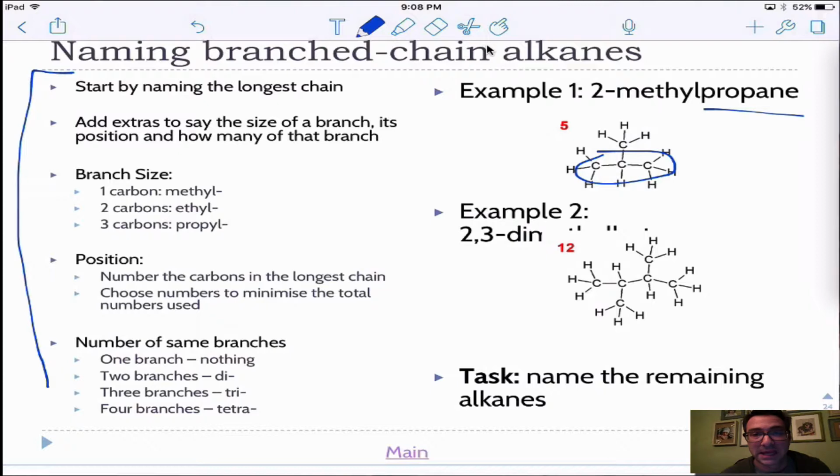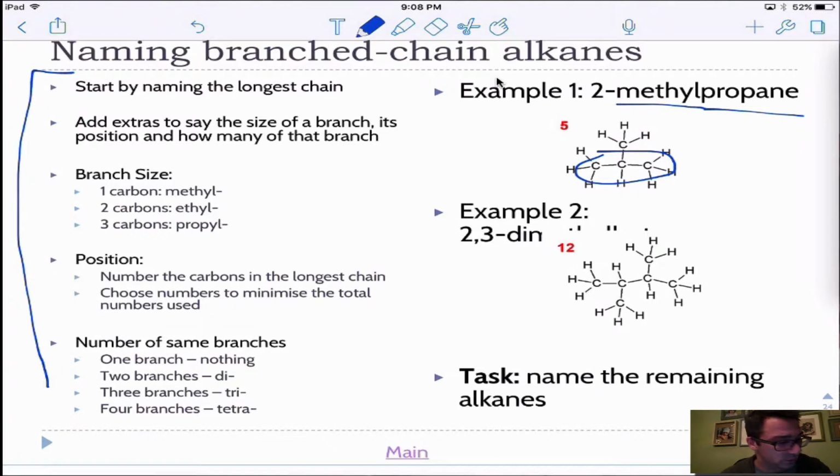And then I would see hanging off of the propane that there's a methyl group on the second carbon. I would call it 2-methylpropane. Now really, I don't use that 2. That was part of the slide presentation. I don't use that 2. Anybody know kind of why I wouldn't do that? Maybe we can discuss that in class.